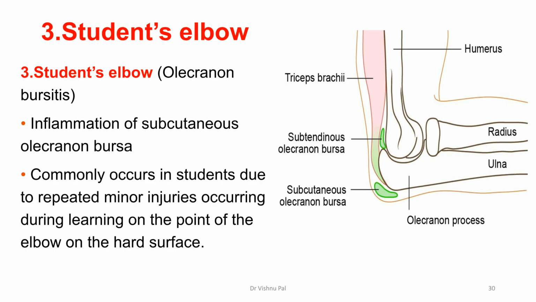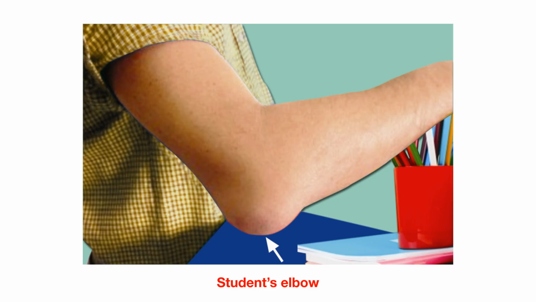Student's elbow, or olecranon bursitis, is an inflammation of the subcutaneous olecranon bursa. It often results from repeated minor injuries from resting the elbow on hard surfaces. This image provides a visual representation of student's elbow, showing the swelling characteristic of olecranon bursitis. This visual further depicts the appearance of student's elbow, emphasizing the affected area.